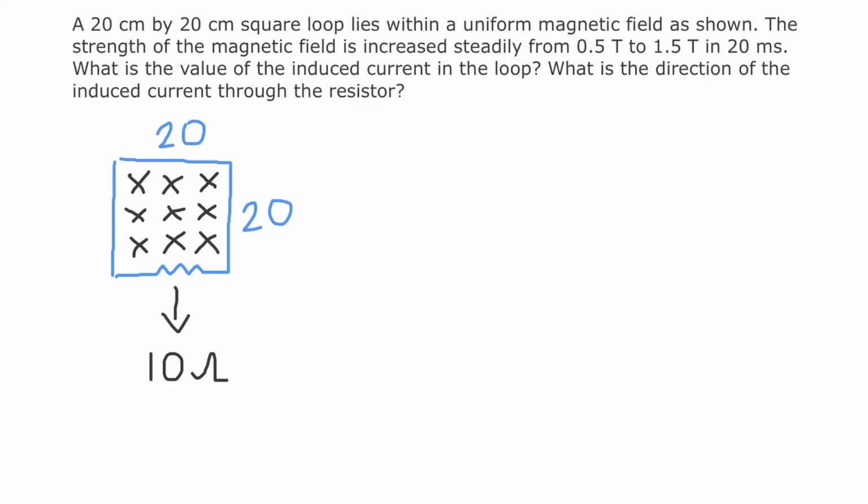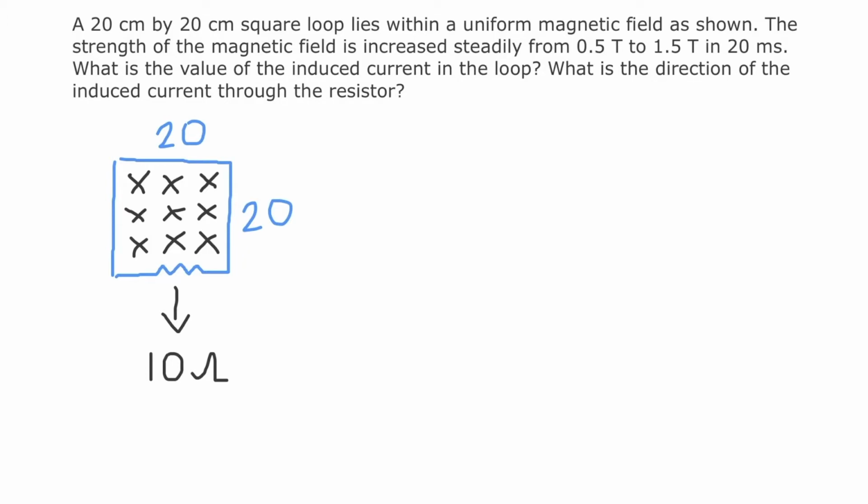A 20 centimeter by 20 centimeter square loop lies within a uniform magnetic field as shown. The strength of the magnetic field is increased steadily from 0.5 teslas to 1.5 teslas in 20 milliseconds. What is the value of the induced current in the loop?